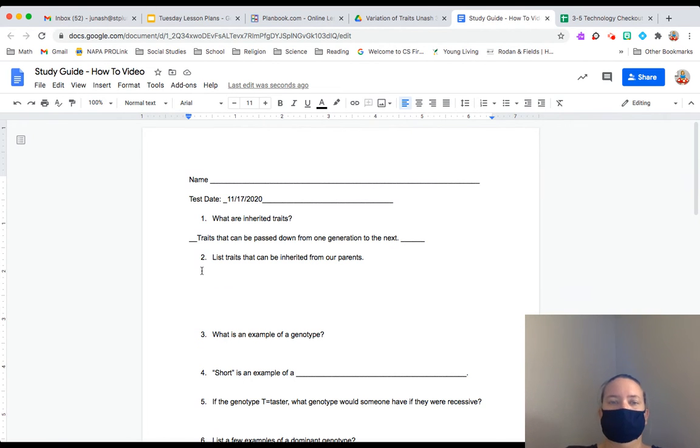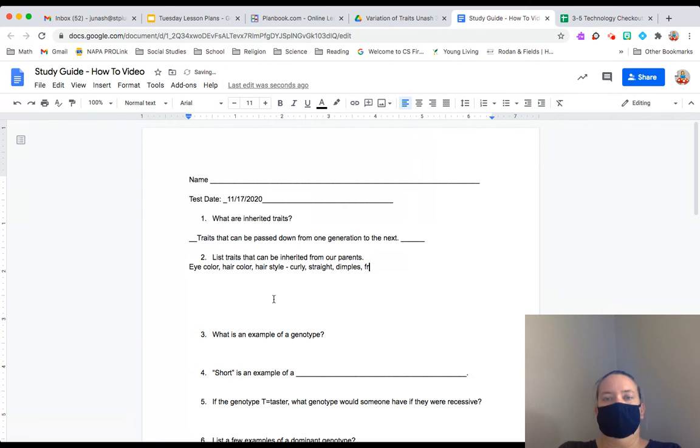Number 2, list of traits that can be inherited from our parents. This list is endless. You guys could easily come up with 10 different things. On the test itself, I think you have to check off like the 3 or 4 on that list that are inherited. So like eye color, hairstyle, hair like kind of like if it's curly or straight, that kind of hairstyle is what I mean by that.